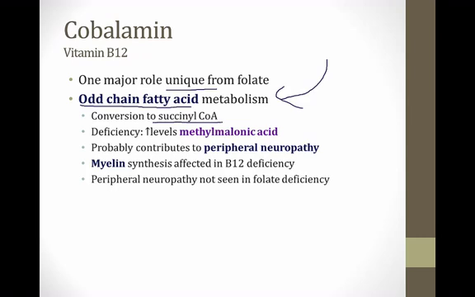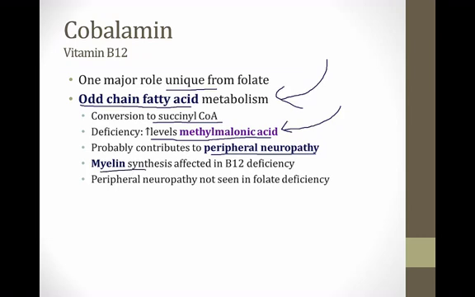If you are deficient in vitamin B12, you will see high levels of methylmalonic acid in the plasma as a result of ineffective metabolism of odd-chain fatty acids. We'll talk more about this molecule in a minute. The high levels of methylmalonic acid are believed to contribute to the peripheral neuropathy that is seen in patients who are deficient in vitamin B12.